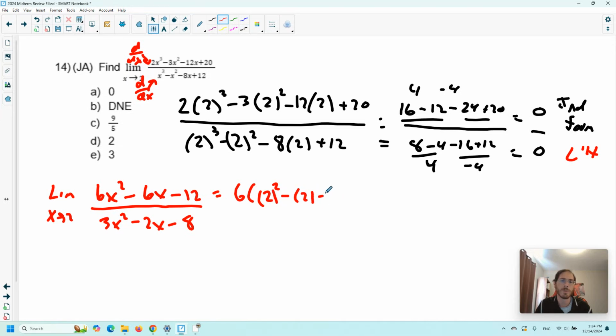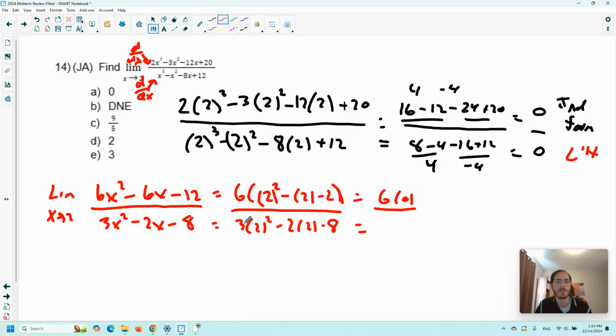Minus 2 over, so we get 3 times 2 squared minus 2 times 2 minus 8. So this is going to be 6 times 0. On the bottom, this is 4 times 4 minus 2 minus 2, which is 12 minus 4 minus 8, which is also 0. So again, we get indeterminate form. So we're going to L'Hopital it again. So it's a double L'Hopital.